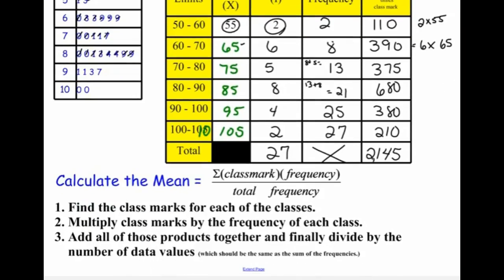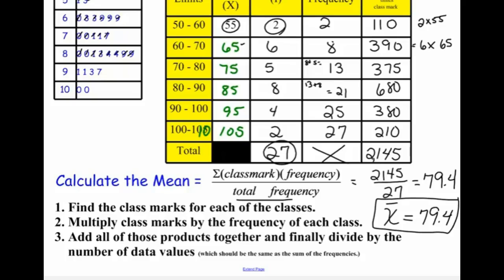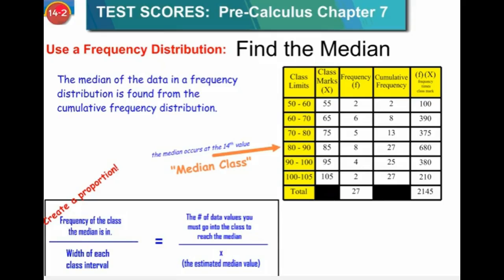So now what I'd like to do is calculate the mean based on this frequency and class mark idea. If I sum the class mark times the frequency, which is that last column we just did, we could see that it totaled 2,145. And then I divide by the total frequency, which is 27. I will get a mean value, and the mean value turns into 79.4. So using my symbols, X bar is equal to 79.4, which shows me that the mean, based on this table, is 79.4.